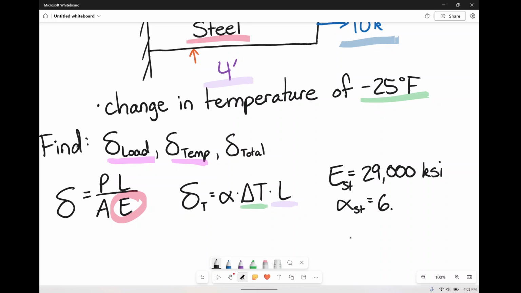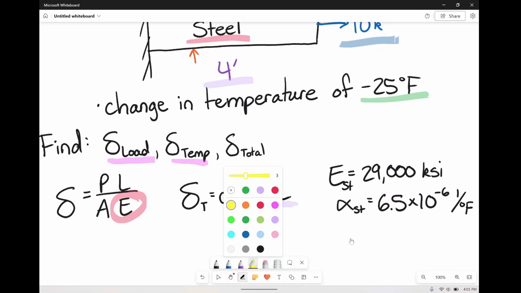And we're going to find 6.5 times 10 to the negative 6, 1 over degrees Fahrenheit. It's really important that you actually get the right one, right? Fahrenheit is what we use for US customary. Celsius is what we use for SI units. Do make sure you are not messing that up.